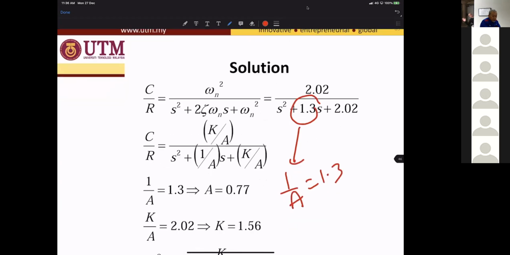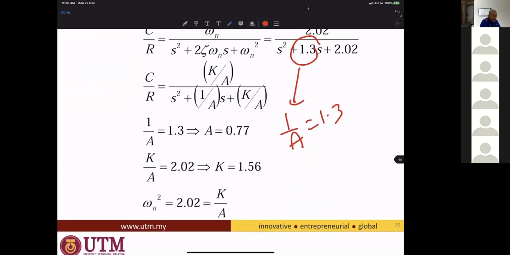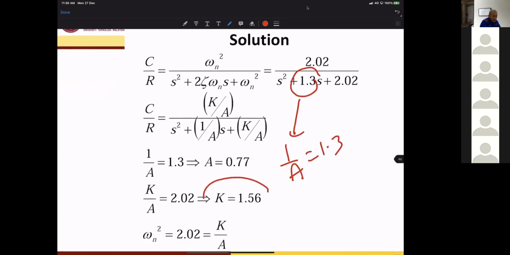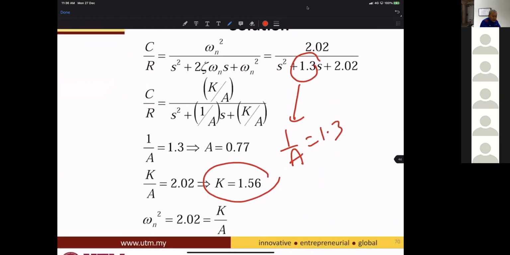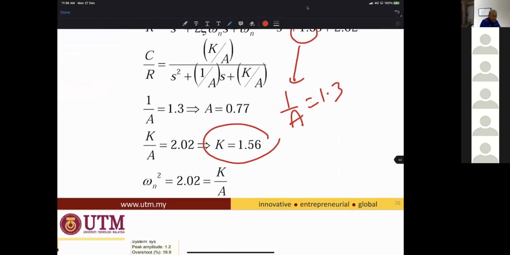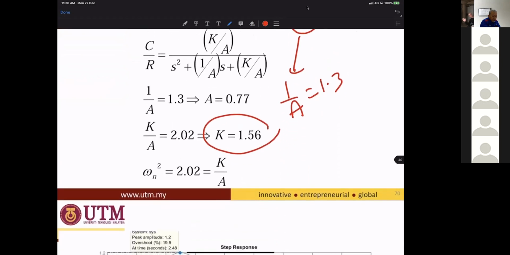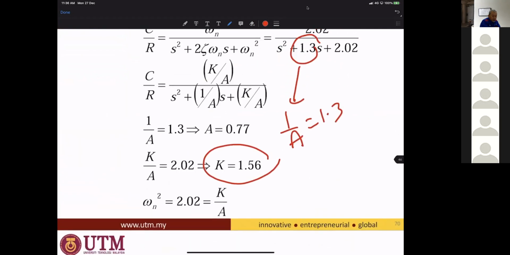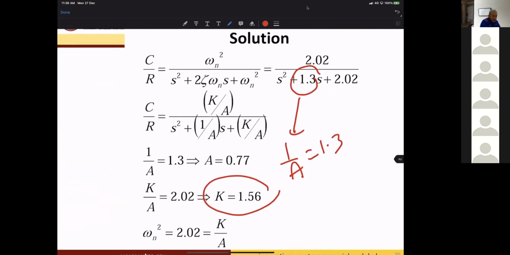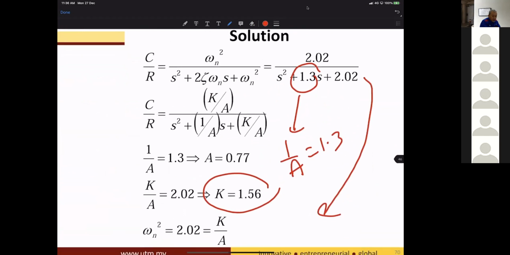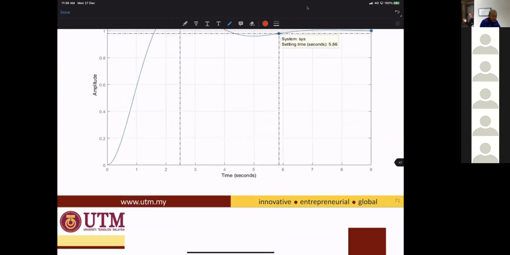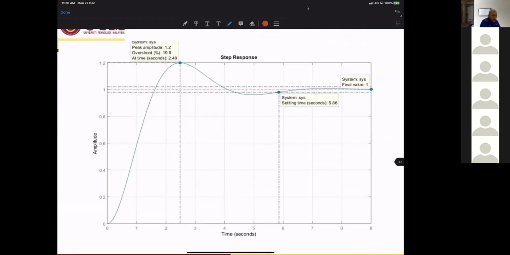So you get A = 0.77 and K divided by A is equal to 2.02. So you will get K = 1.56. Okay, and to verify K divided by A, you will get 2.02. So you insert these estimated transfer functions, and then you compare with the real one, and it is about the same.